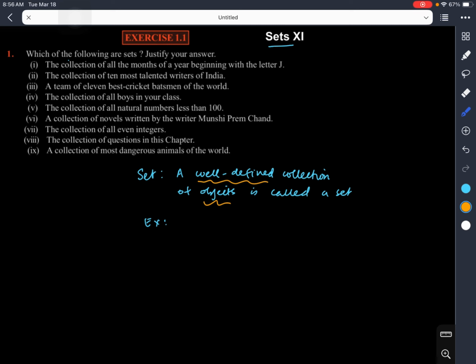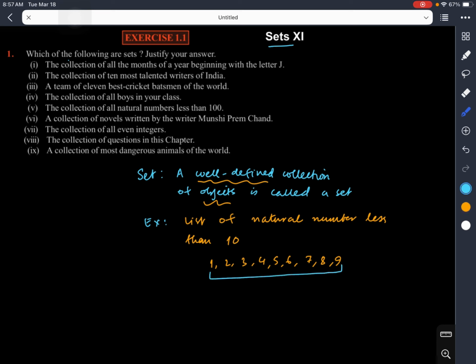Someone is asking you to make a list of natural numbers less than 10. His or her answer will be 1, 2, 3, 4, 5, 6, 7, 8, and 9. So this list will comprise of only these numbers, which means anyone can definitely identify a member of this collection. So this list forms a set.